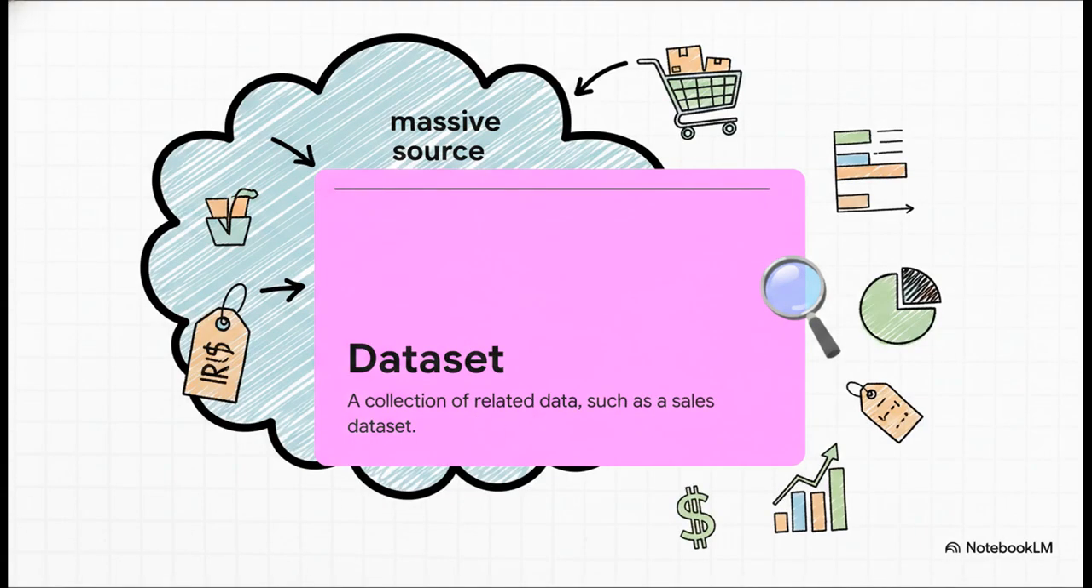Now, from that massive source, we pull a data set. This is the specific collection of related facts we actually want to analyze. For our retail company, we really don't need the whole database. Just a data set pulling together critical columns like product name, quantity sold, price, and profit margins. It's all about bringing focus to what is otherwise a sheer volume of information.